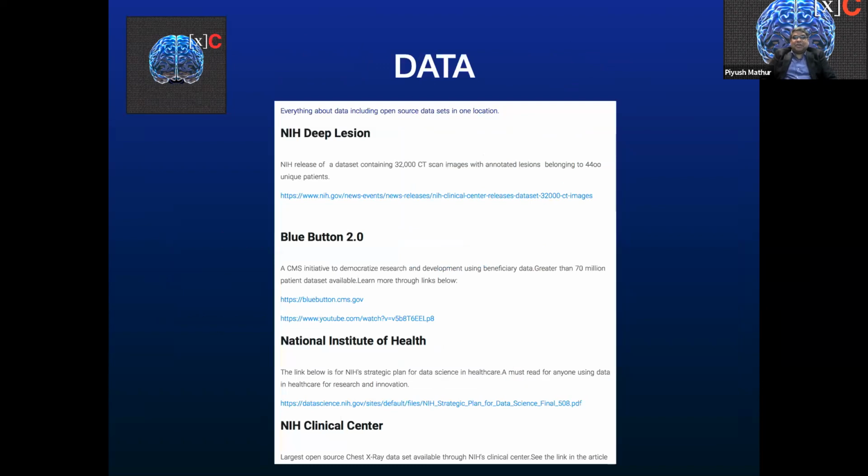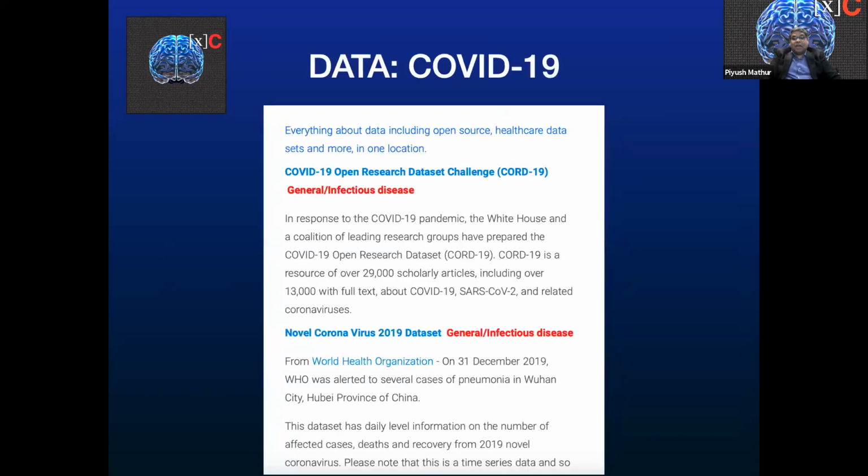The Data section satisfies the needs of many who are looking for open source data sets. These are also now classified based on different specialties, and the links over there take you to these open source data sets that can help you build your next machine learning models. And of course, the COVID-19 pandemic has generated a lot of data, and the COVID-19 related data sets are also available through our website.